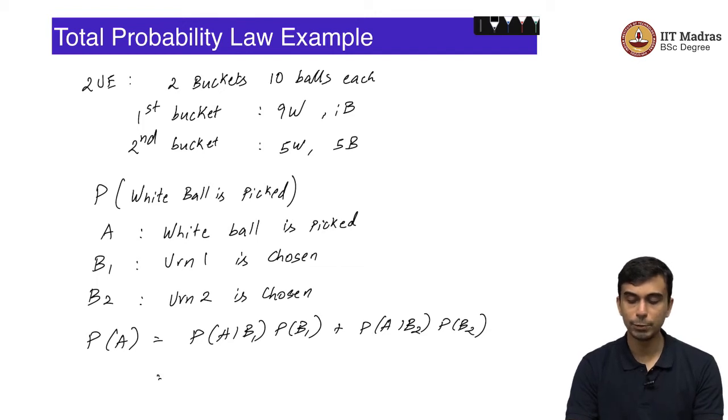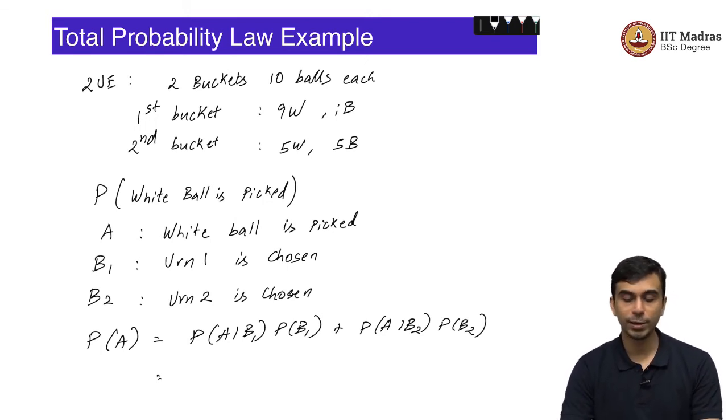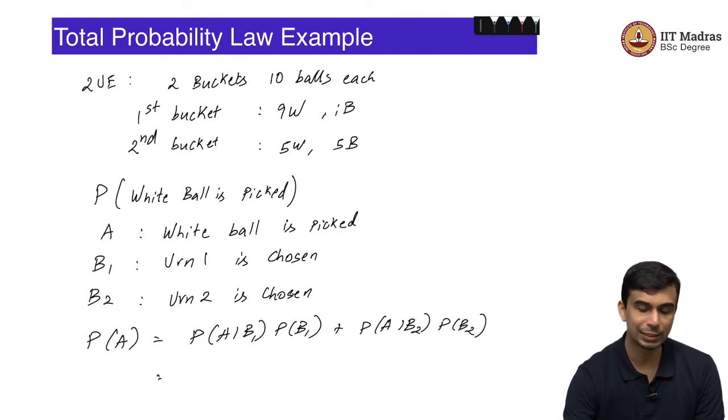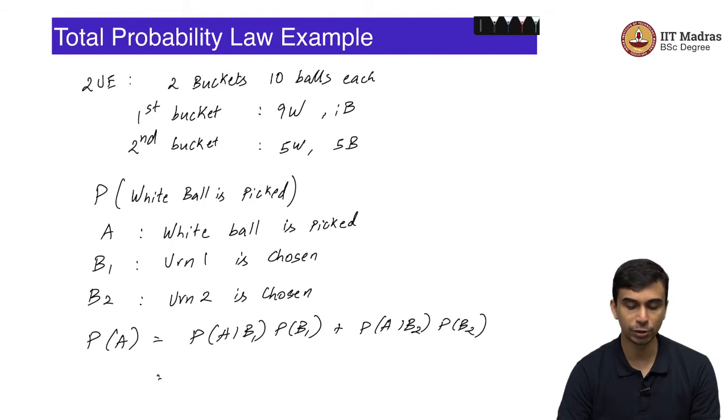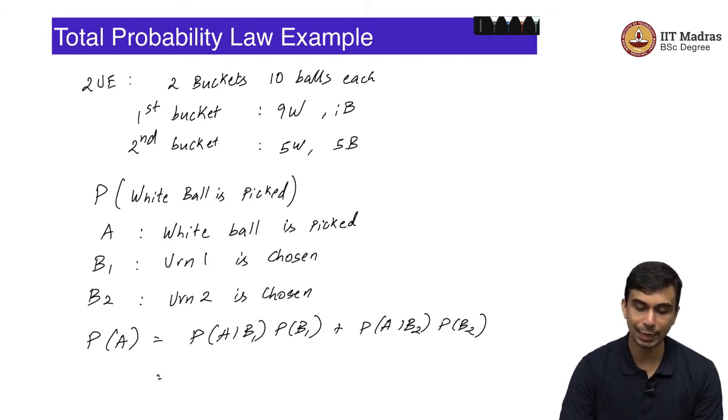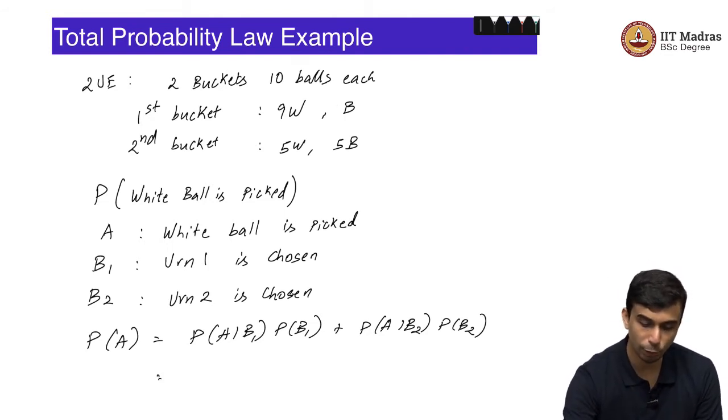So what is probability of B1 and probability of B2? Well, we are choosing both events with equal probability, so both probability of B1 and probability of B2 are 0.5. But what is probability of A given B1? Here you can easily say, well, given that the first bucket is chosen, what is the probability of the white ball? That's 9 by 10, right? So you have 9 white balls and 1 black ball, right?